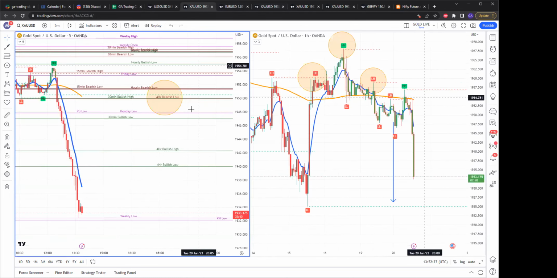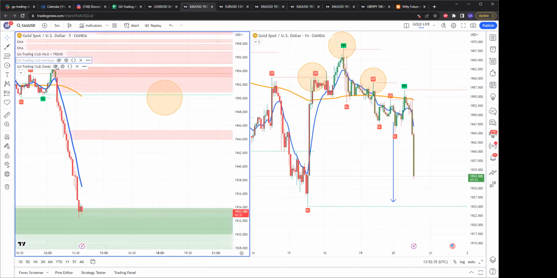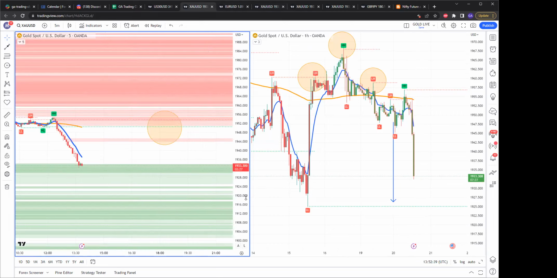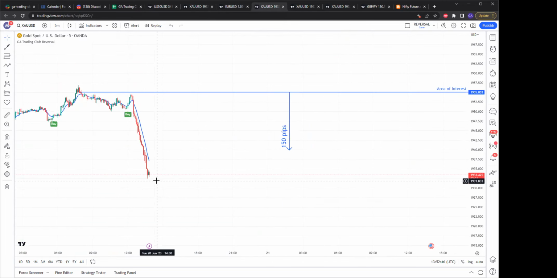Also, my other confluence is we have a 4-hour bullish high and low here. If I turn on the zones indicator, let me turn off the markups so that the chart can be a little bit cleaner. You can see gold is in a demand zone. It's actually in a demand zone within a demand zone, but I'm not gonna front run it. I'm gonna wait for that confluence and then I'll enter the reversal for gold.